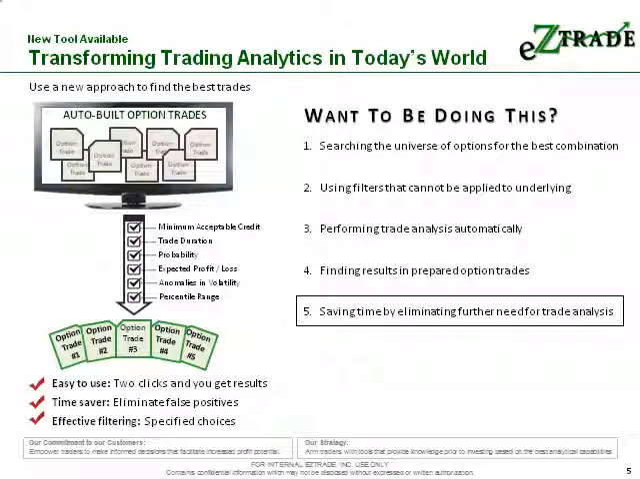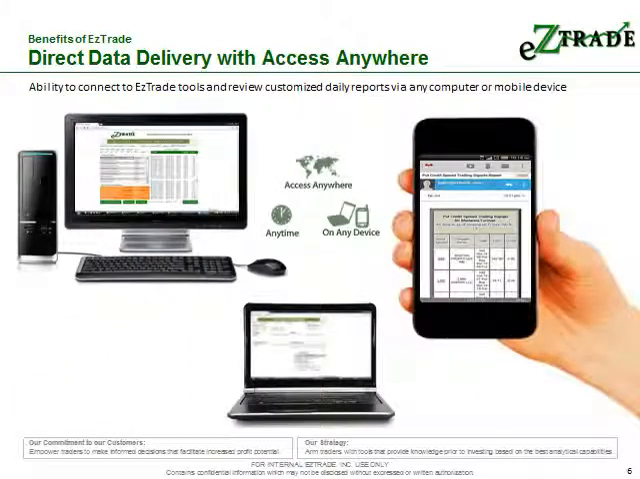A couple of clicks, you eliminate your false positives, you get the choices you want, and these choices can then also be pushed to your email accounts. You can go to a smartphone. You can get your results anywhere, anytime, on any device.